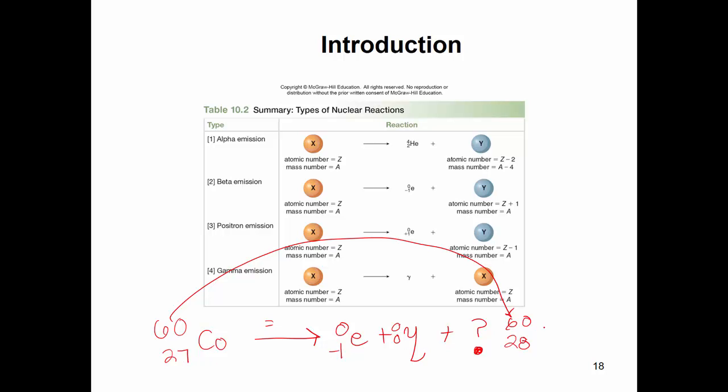If we find 28 on the periodic table, this would be nickel. So when this radioactive isotope cobalt decays, emitting a beta particle and a gamma, it forms a new isotope, and this is the nickel. And whenever it decays, it wants to form a more stable isotope.